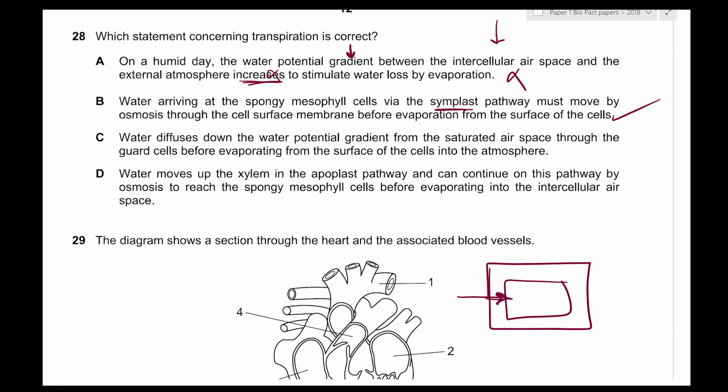C. Water diffuses down the water potential gradient from the saturated airspace through the guard cells before evaporating. Now the order and the sequence here are actually incorrect. It evaporates first, then it diffuses through the stomata to the atmosphere. Therefore, this is incorrect. D. Water moves up the xylem in the apoplast pathway and can continue on this pathway by osmosis. Now, the apoplastic pathway is the movement of water through cell walls only. In the apoplastic pathway, water never enters the actual cell. Therefore, it does not enter by osmosis at all. Therefore, this is incorrect, and the correct answer must be B.